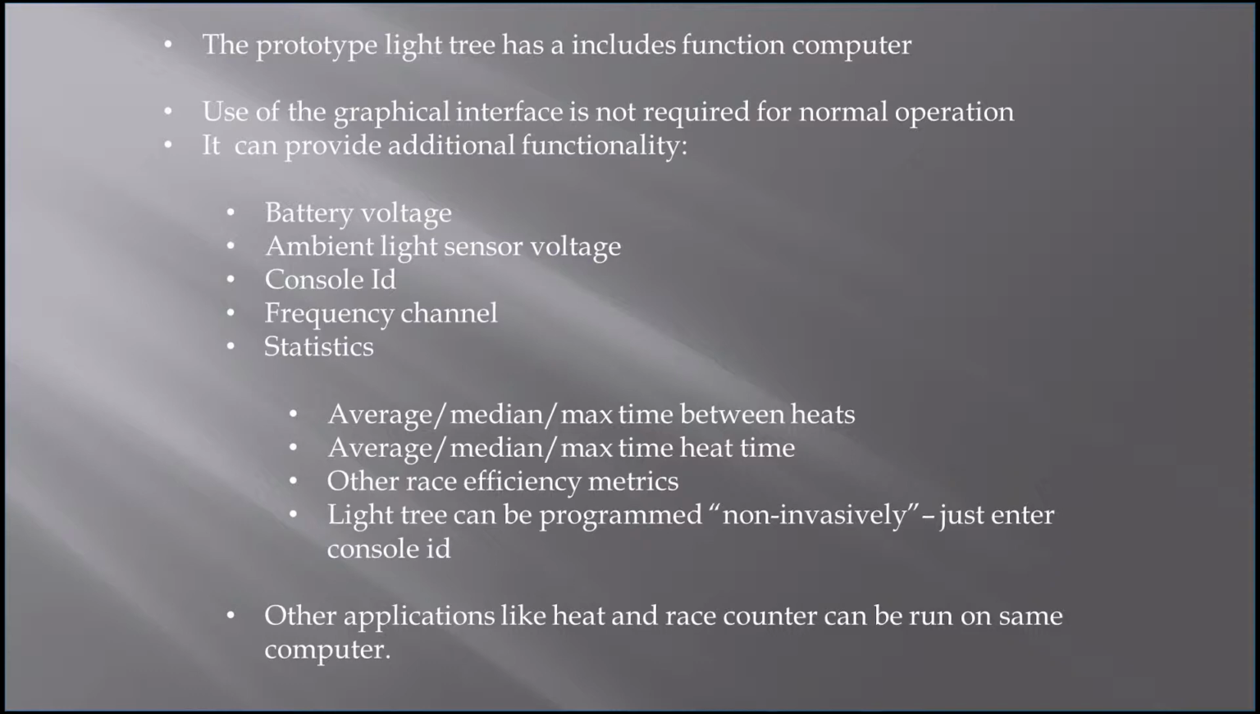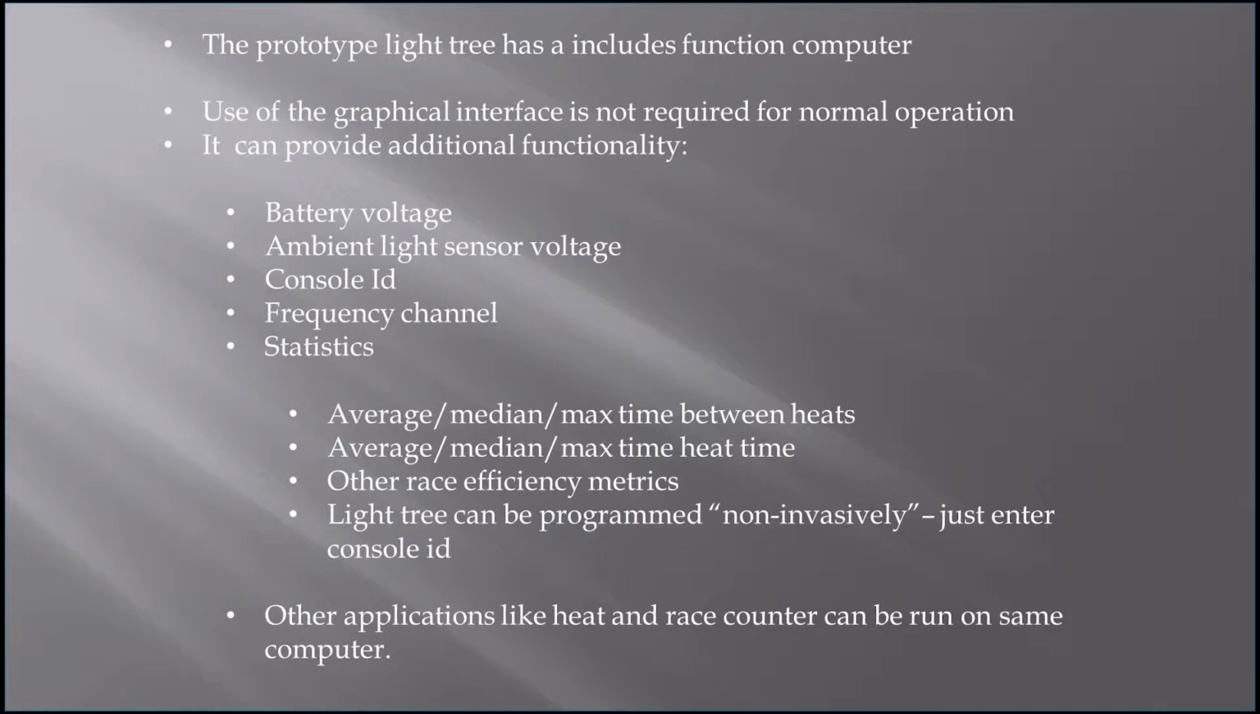Not that there's any need to do that, but the fact that it is a computer gives us an opportunity to do more with it than our old trees do. You don't need it in normal operation, but it's extra functionality. Currently, we're displaying battery voltage, the ambient light sensor voltage, the console ID, the frequency channel. I haven't done it yet, but it's easy to add statistics to display the average, median, or max time between heats, and the actual heat time itself, statistics on that, or other race efficiency metrics.